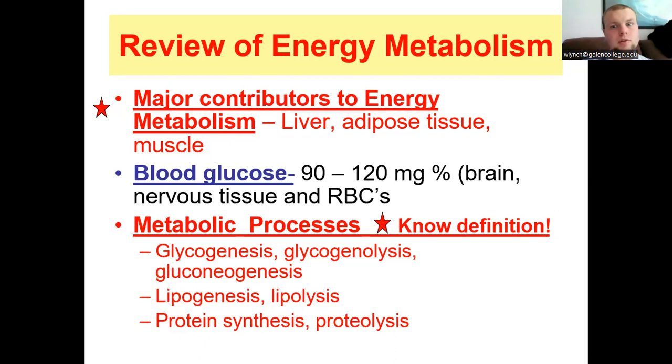Blood glucose is the most important when it comes to neural tissue. So the brain, neurons, glial cells, and red blood cells. These are all going to be very contingent upon glucose for their energy substrate.